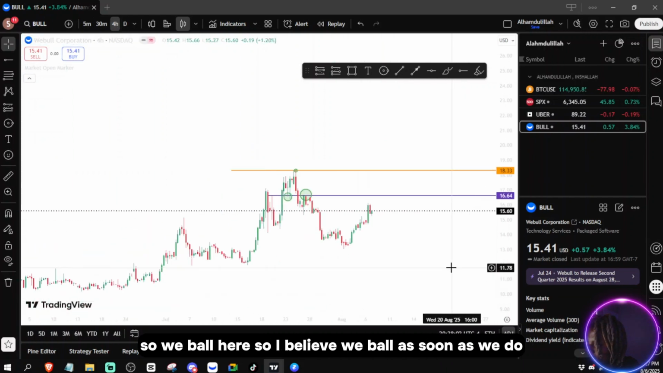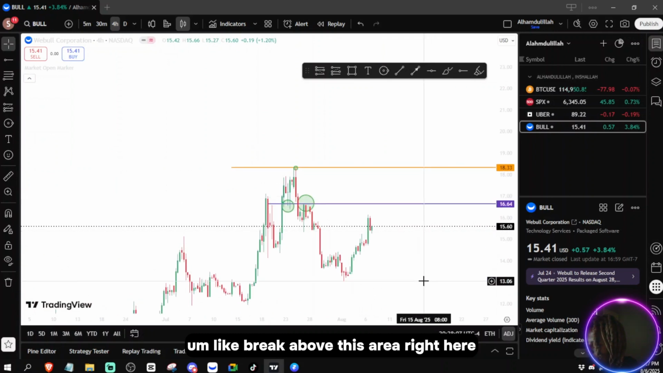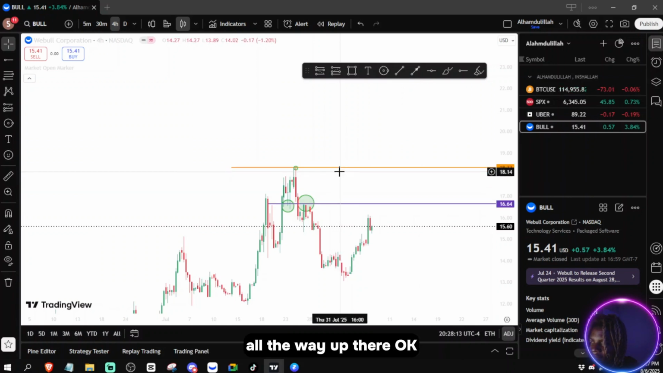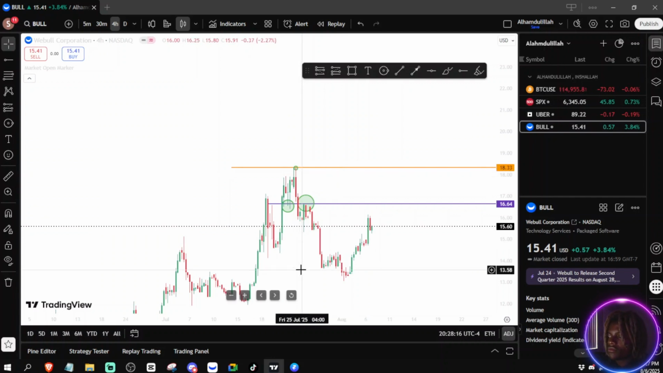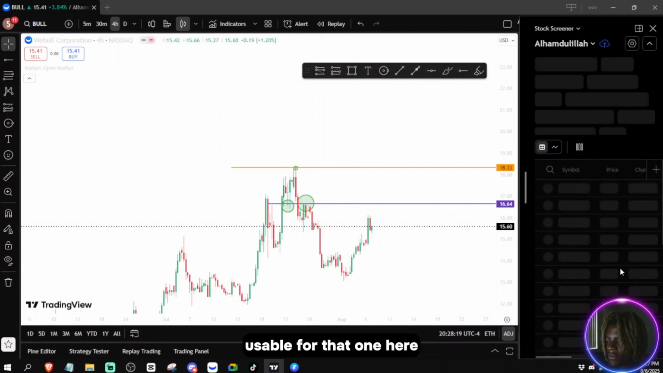So Webull here. I believe Webull, as soon as we break above this area right here, we should inshallah easily be able to go ahead and get in all the way up there. So that's going to be just the resistance breakout model usable for that one here.